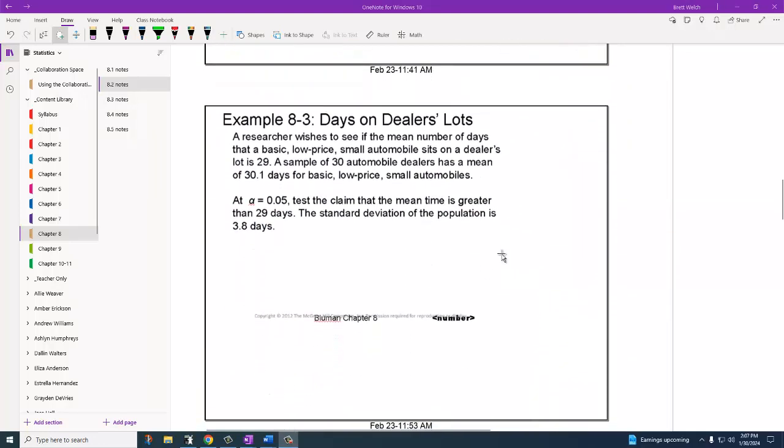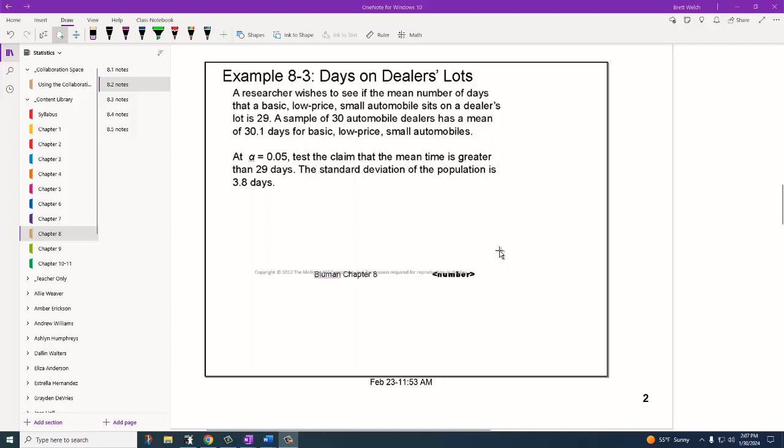Let's go through a couple example problems. Example 8.3. A researcher wishes to see if the mean number of days that a basic low-price small automobile sits on a dealer's lot is 29. A sample of 30 automobile dealers has a mean of 30.1 days for basic low-price small automobiles. Okay, so let's start with our null hypothesis. We know, just based on the way this is written, that he seems to believe or thinks that the mean is going to be 29.